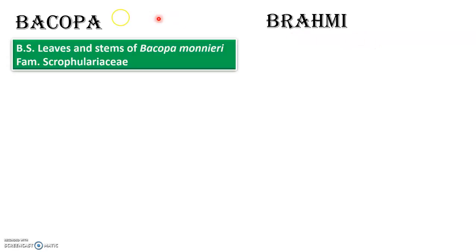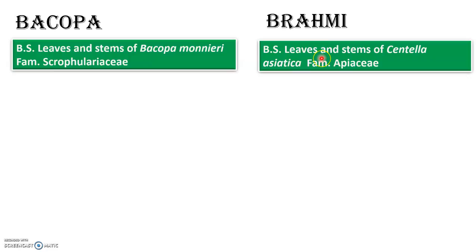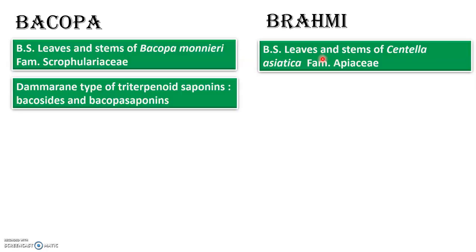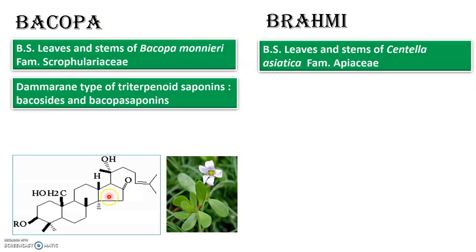Let's see why. Bacopa are the leaves and stems of Bacopa monnieri family Scrophulariaceae, whereas Brahmi belongs to the leaves and stems of Centella asiatica family Apiaceae. The chemical class to which Bacopa belongs is the damarine type of triterpenoids. You can see here the tetracyclic ring, the main ones being bacosides and Bacopa saponins.